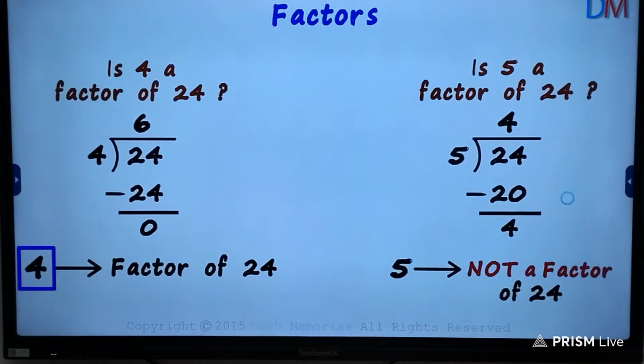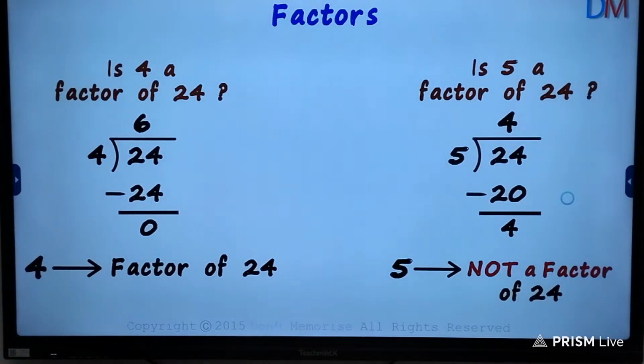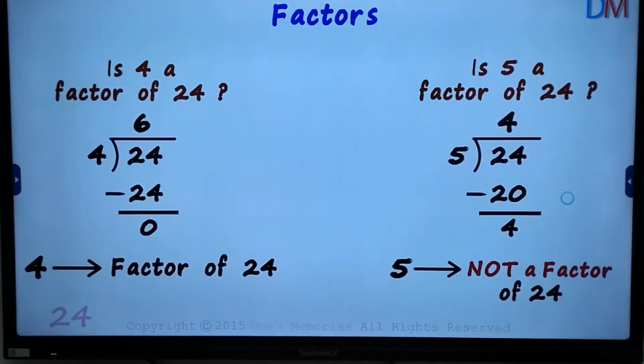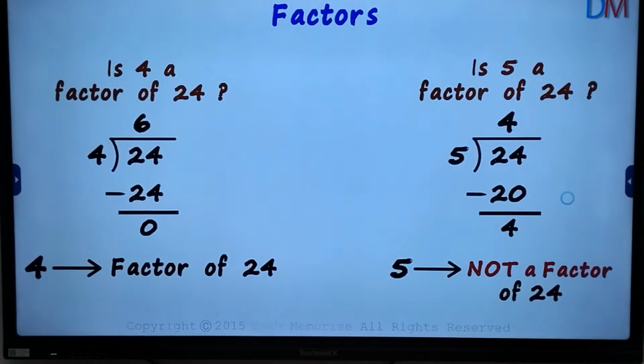The fact that 4 is a factor of 24 tells us that 24 can be divided into 4 equal parts. And the fact that 5 is not a factor of 24 tells us that 24 cannot be divided into 5 equal parts. A factor is nothing but an exact divisor of a number.